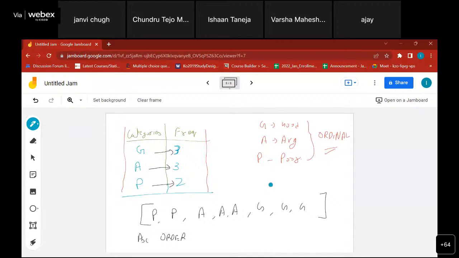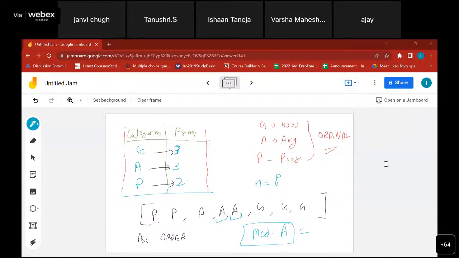So now I have 8 observations. The median would be the 4th and 5th, right? The 4th and 5th, counting 1, 2, 3, 4, 5, are both A. So the median would be A, right? So given a frequency distribution, you can now also compute the median. Any doubt in this?